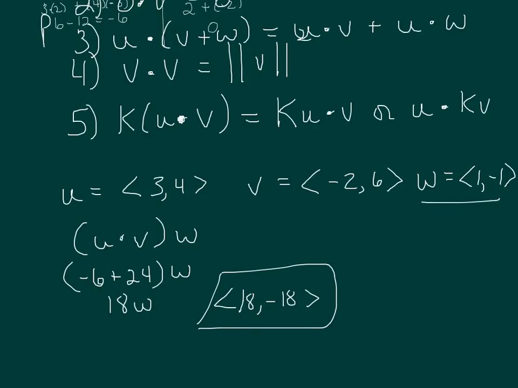A scalar is just a real number. -6 plus 24 is 18. But that's the dot product of u and v, no? Yes. Okay. All right, let's look at another one.